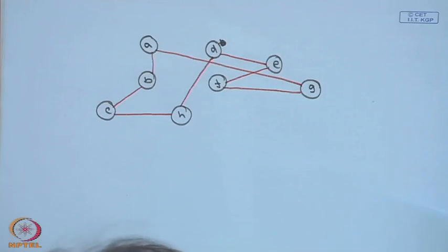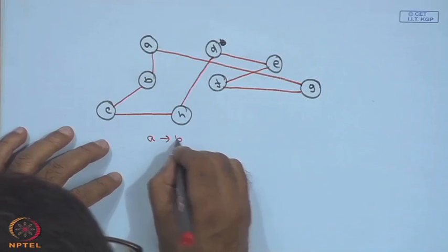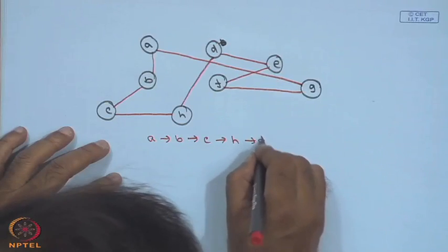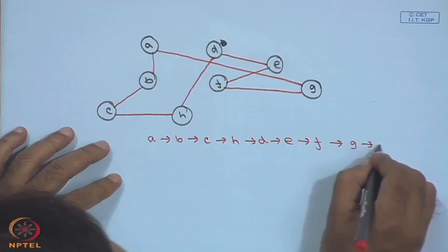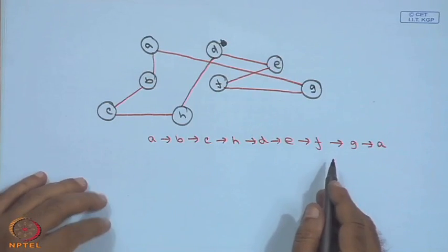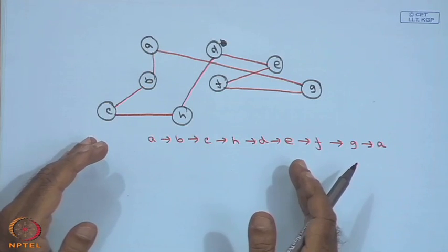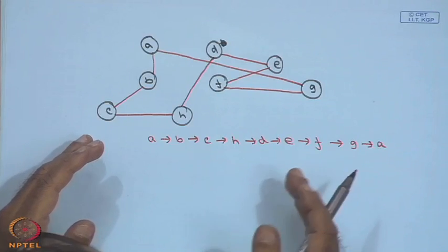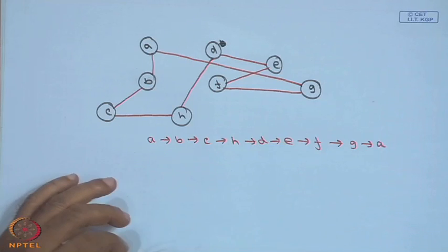So, this is the path, therefore you are getting A to B, B to C, C to H, H to D, D to E, E to F, F to G and G to A. So, this is the approximate tour. First you find out the minimum spanning tree, then the pre-order tree, and from the pre-order tree you can decide what would be the cycle path.